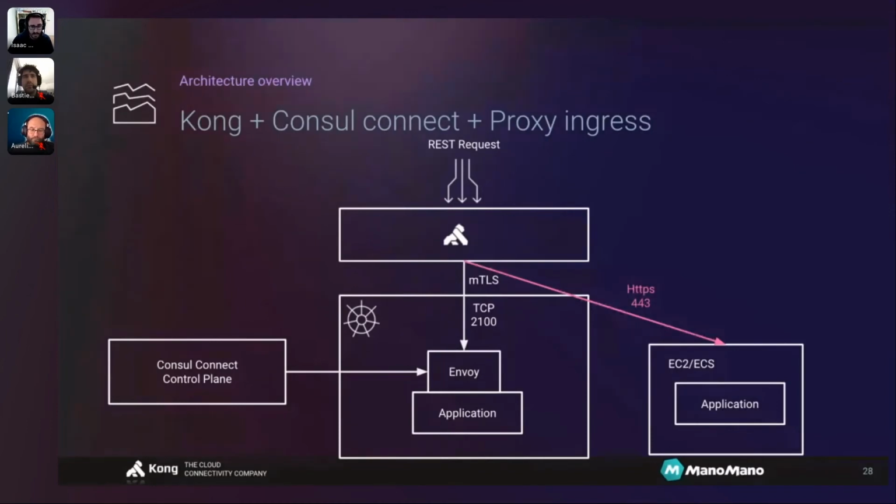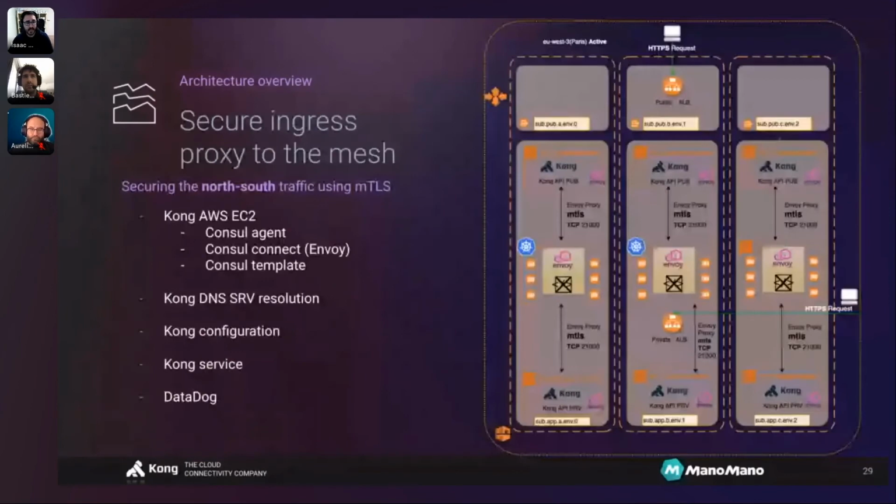So how did we implement this? Basically, what we built is a secure ingress proxy to the mesh. We want to encrypt all the traffic that comes from north to south using mTLS. As you know, Consul Connect relies on mTLS, mutual authentication, where the core of this functionality behind the scenes is Envoy running.